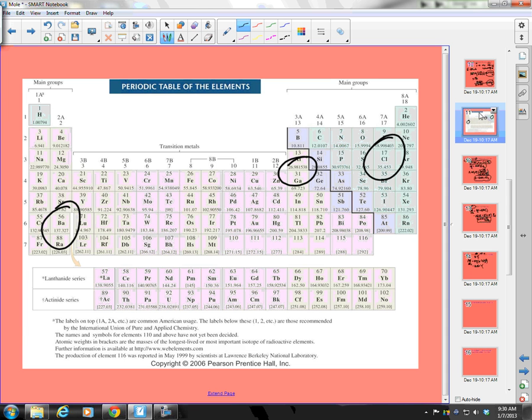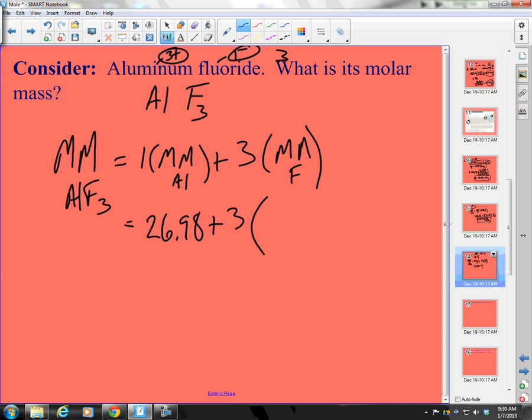Where's my fluorine? It looks like it is 18.99. You guys buy that 18.99? 18.998, I think that is. We better go with one more sig fig since, well, that would mean what? I'd have to round it. 18.998. That's fine. 18.998. Good.